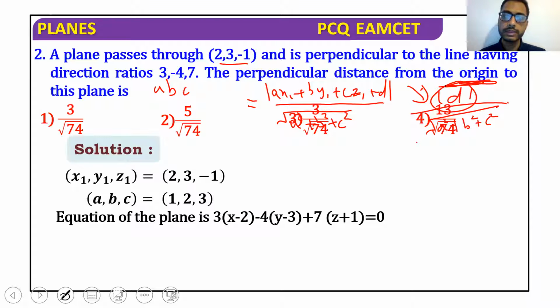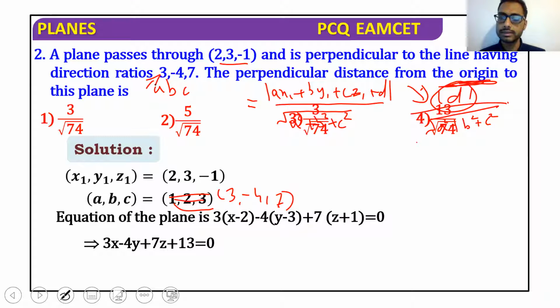So x1, y1, z1 is given as 2, 3, minus 1. Direction ratios are given as 1, 2, and 3. Okay, so 1, 2, and 3 shouldn't be this. It should be 3, minus 4, and 7. So your direction ratios are 3, minus 4, and 7. The direction ratios are given over here. Then equation of plane is A(x minus x1) plus B(y minus y1) plus C(z minus z1). Substitute and we get equation of plane.